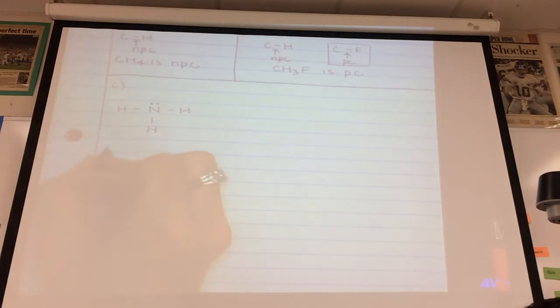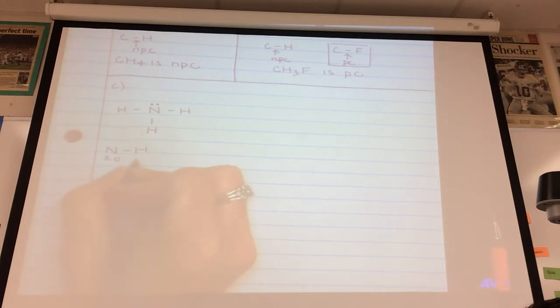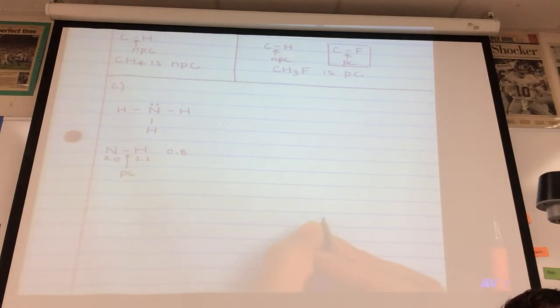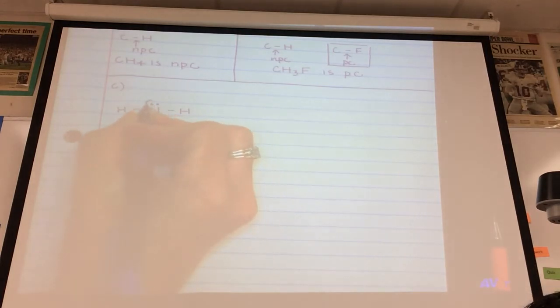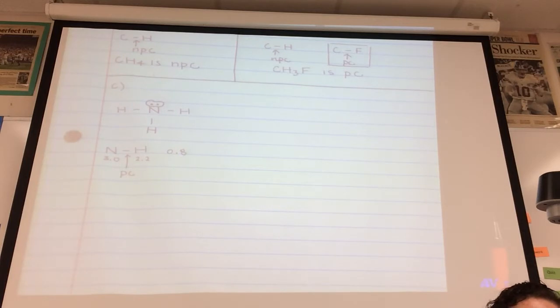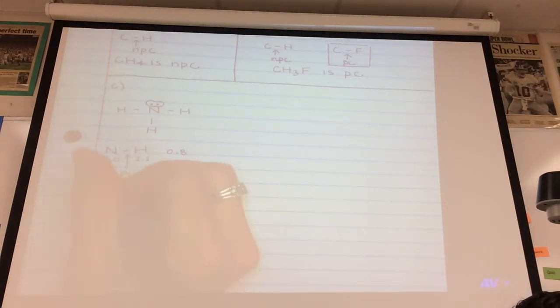Now, in terms of an N to H bond, you've got 3.0 and 2.2, a difference of 0.8. So this bond is polar covalent. In addition, the presence of a single lone pair on a central atom means the molecule will be polar covalent. So ammonia is polar covalent.